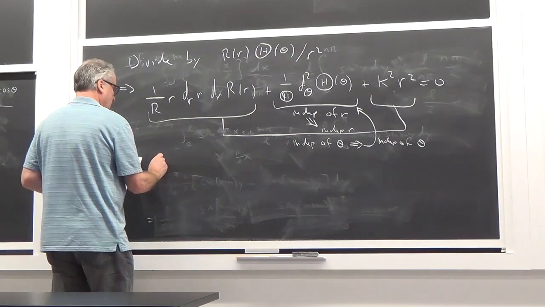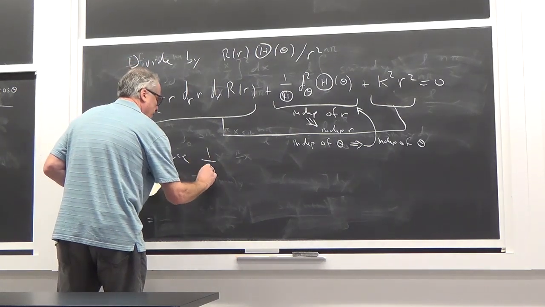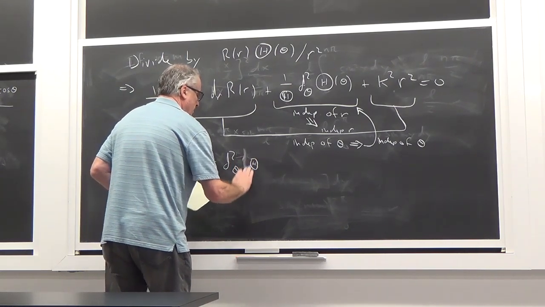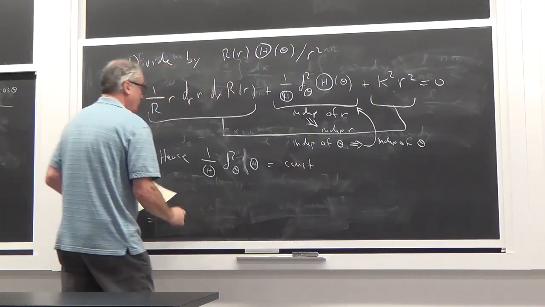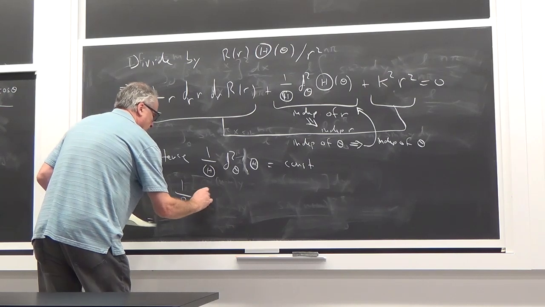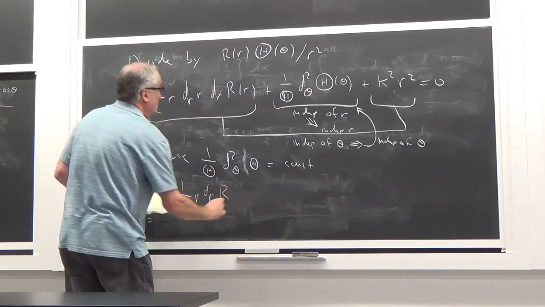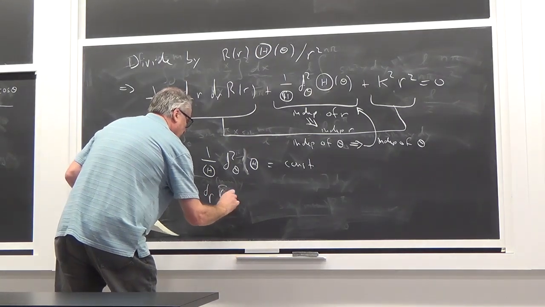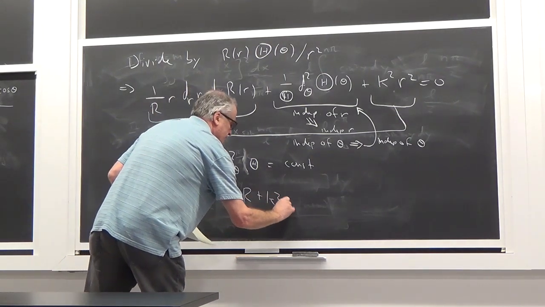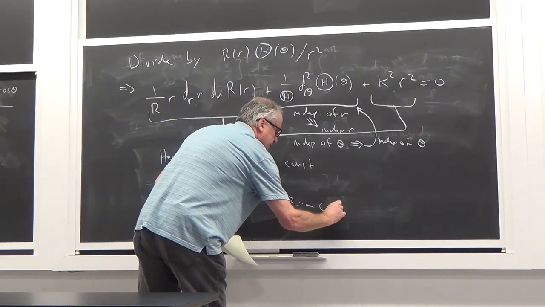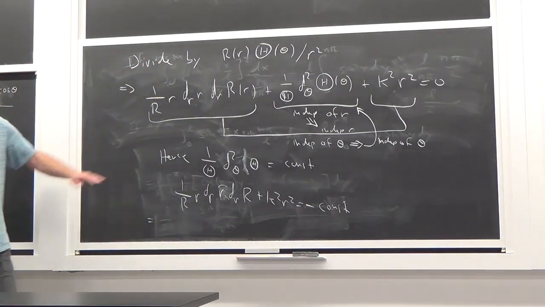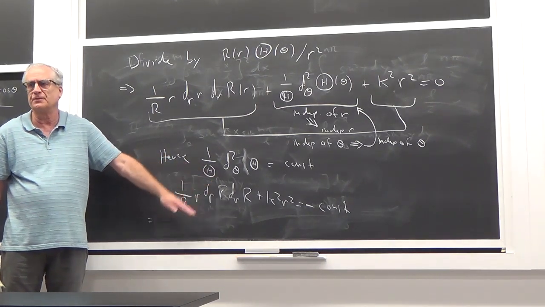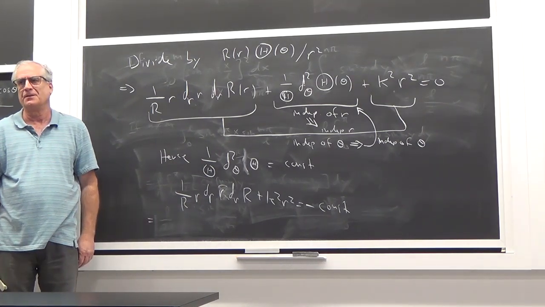And so, one over Theta d squared by d theta squared of Theta is equal to a constant, and one over R times r d by dr of r d by dr of R plus k squared r squared is also equal to a constant. It's equal to minus the same constant. I now have two one-dimensional differential equations. I can work on each one separately, using what I know about doing differential equations.